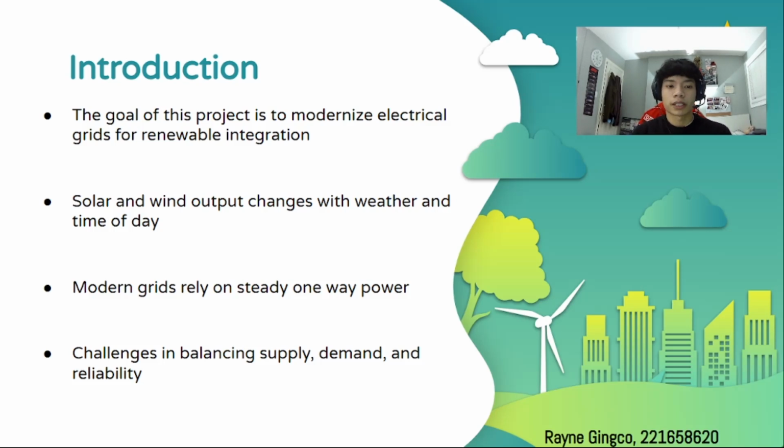The goal of this project is to modernize electrical grids for renewable integration. And this is because solar and wind output changes based on the weather and the time of day. And currently, modern systems are built for constant power, which leads to challenges in supply and demand and overall reliability.